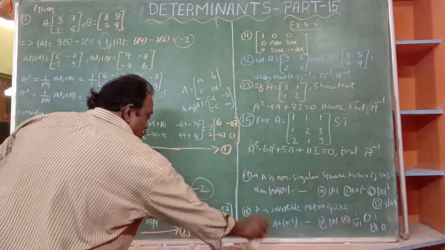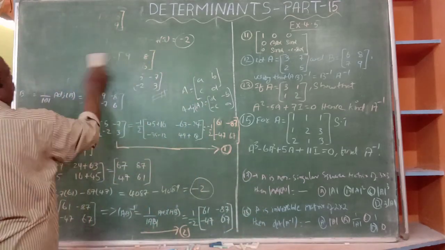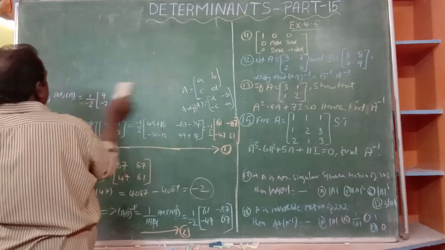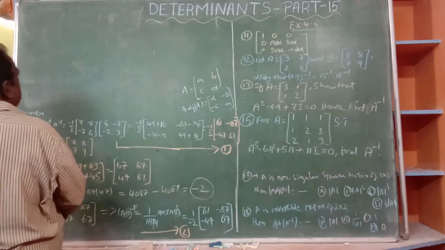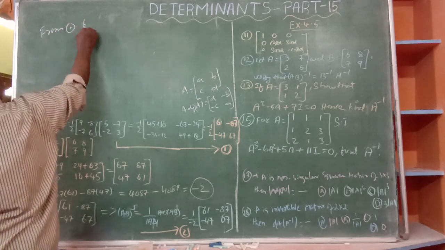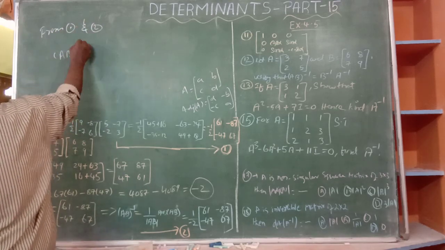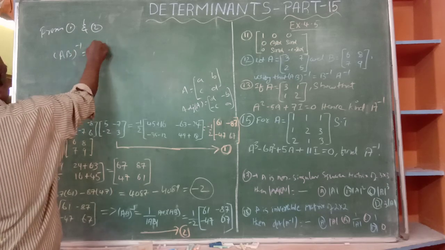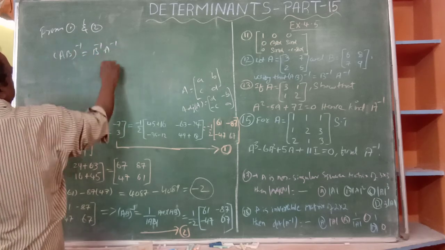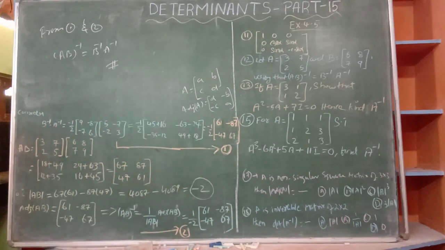So we may conclude that from 1 and 2, (AB) whole inverse is equal to B inverse into A inverse. That is what we proved. Now, like that you have to prove.